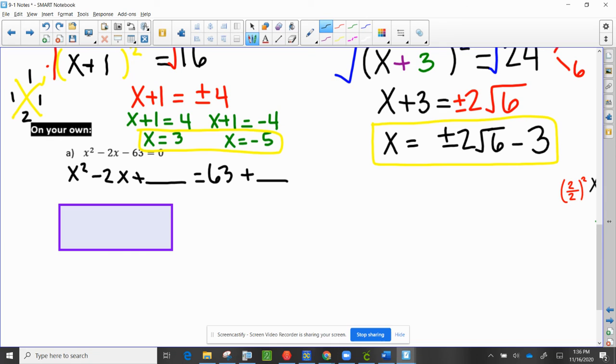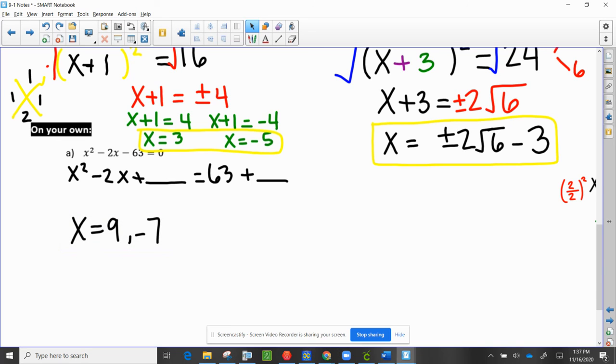So it's going to be x squared minus 2x plus a blank is equal to 63 plus blank. Whatever you add in to complete the square, make sure you balance it on the right side of the equation as well. Okay, so give it a try. See if you can solve this one. It should work out to be a perfect square number, so you shouldn't have to do any weird radical stuff, but give it a try here. Take a second here and try it.